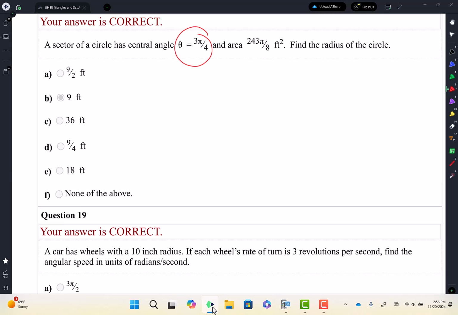What's up? No, tell me. Yeah, we're going to do keep, change, flip in a little bit.